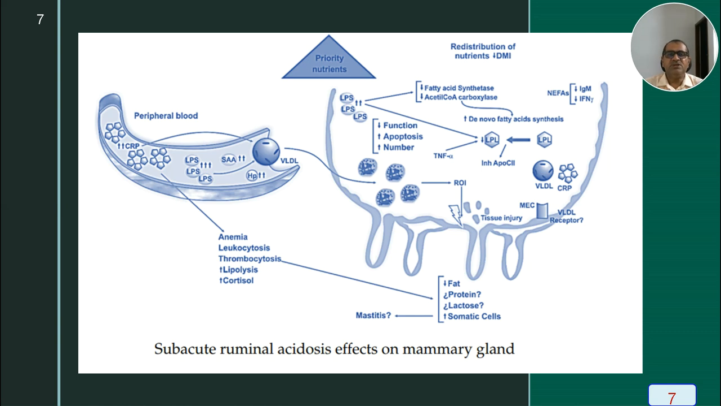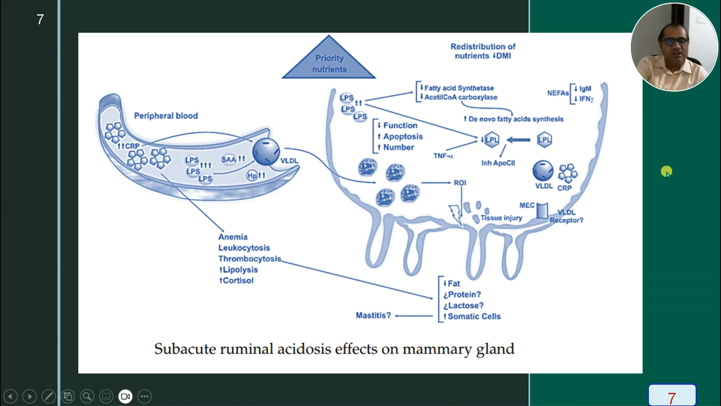And here you can see the nutrient distribution in the udder. Fatty acid synthesis has to take place with the help of the acetyl CoA enzyme and carbohydrate. Then there should also be increased production of different types of proteins, or else sometimes it may lead to leukocytosis, thrombocytosis, lipolysis, and the cortisol level will also be increased. Ultimately, it is going to lead to laminitis and many more disorders.